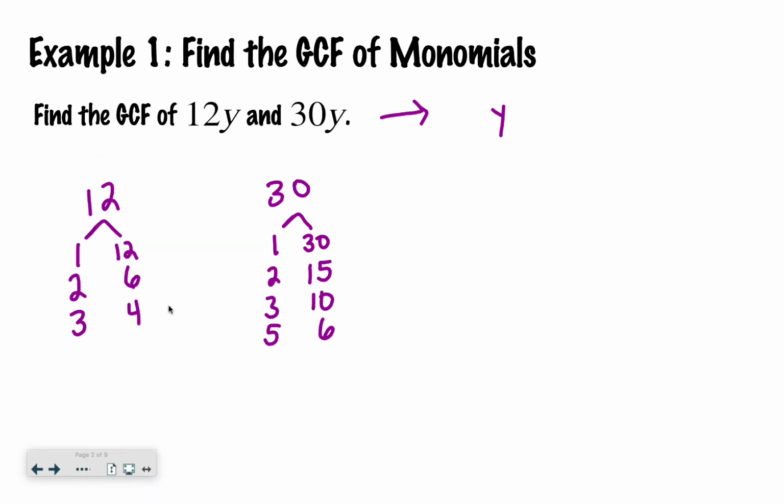Now, looking at these lists, I want to see what is the biggest number they have in common. So I see a 12 here, but no 12 here. I see a 6 here and a 6 here. So that would be my greatest common factor between 12 and 30. So my answer for this problem would be 6 and then also a y. So you write it as 6y. And that's my GCF. Okay, why don't you go ahead and find the GCF of 24a and 32a.